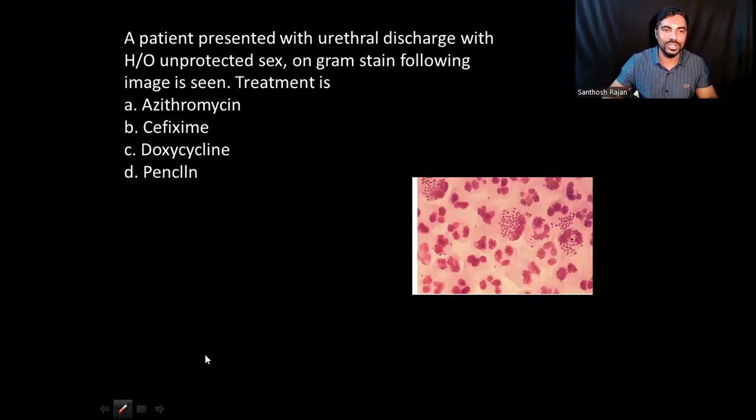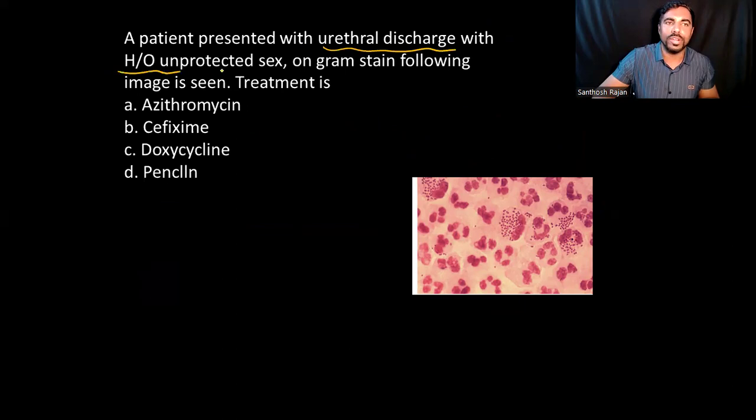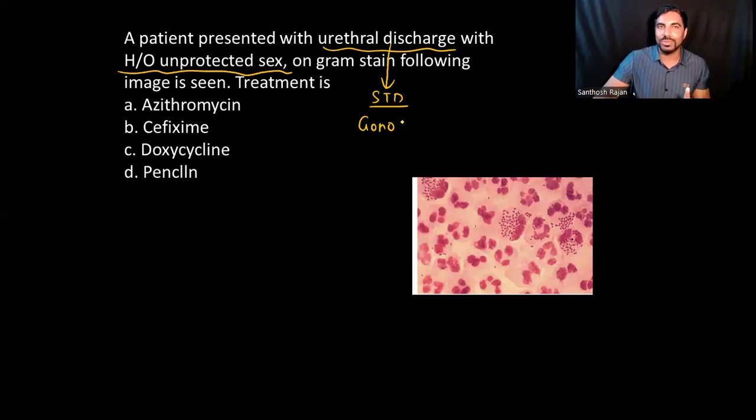Okay, now look at the next question. Beautiful question. A patient presents with a urethral discharge, unprotected sex. That is definitely an STD, sexually transmitted disease, with a urethral discharge. This question was in the revision just before the exam. Of the 122 new questions I made, at least 20 of about 30 questions asked came from our revision. Many students who revised told me thank you so much, and I was happy to hear that.